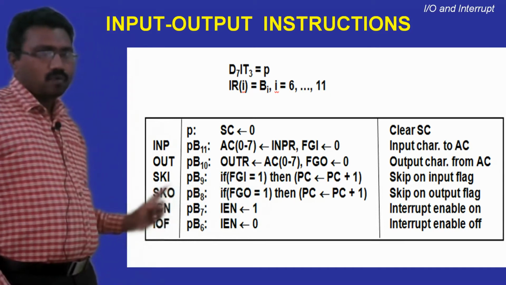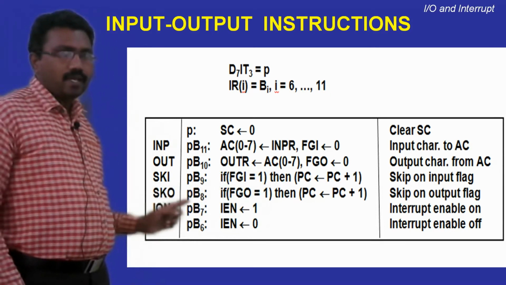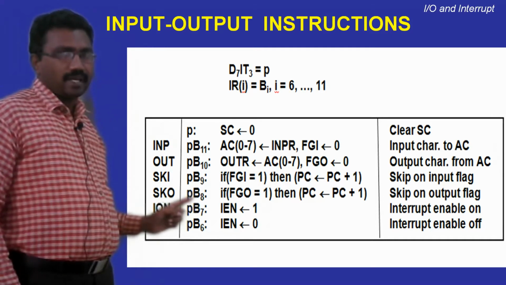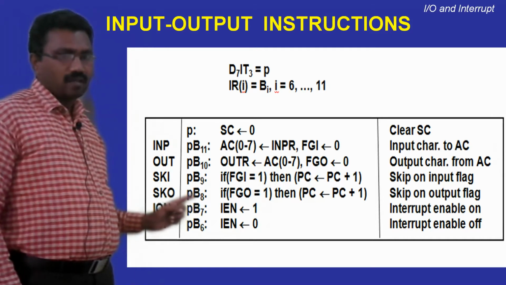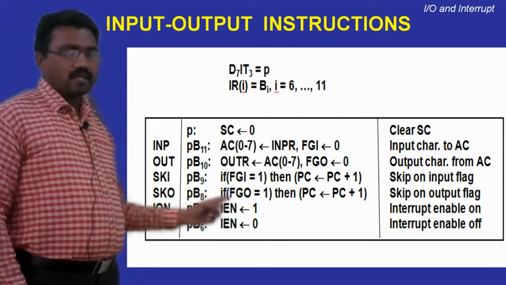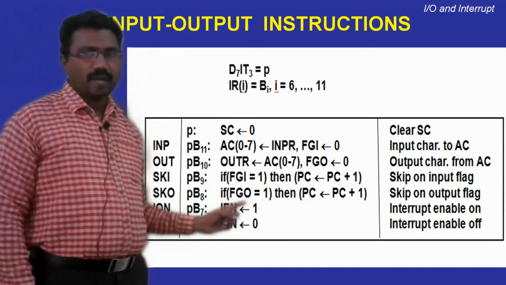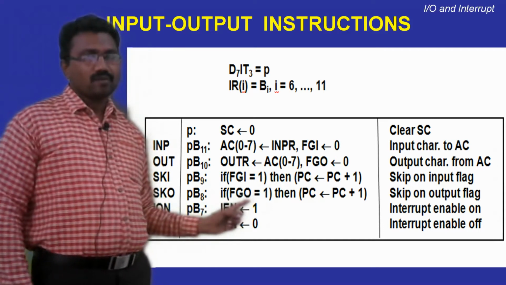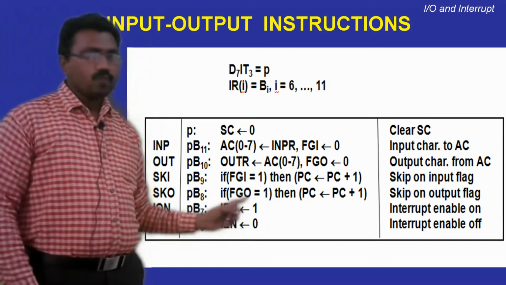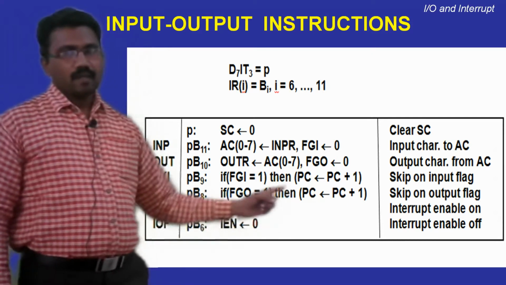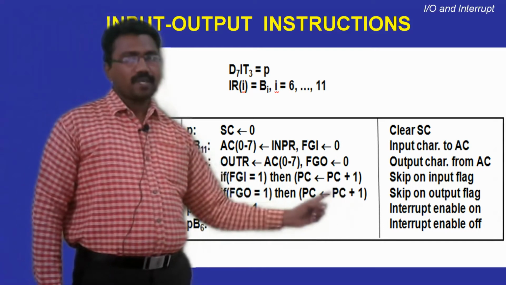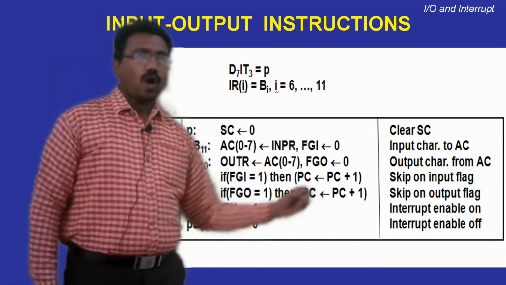Next, SKO, skip on output flag. Here B8, bit 8, is 1 in the address field, and the remaining 11 bits are zeros, which defines skip on output flag. This is also a conditional branch. What is the condition? If the output flag is equal to 1, then skip the next instruction, that is PC + 1 to PC. That is skip on output flag.